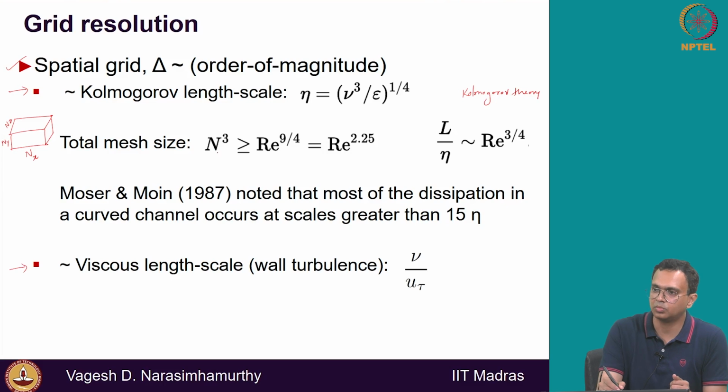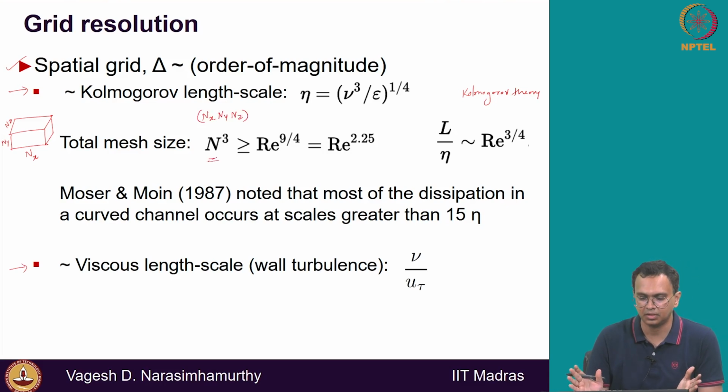So this n cube is nothing but your nx, ny, nz, the total number of grid points that you would need. Not the length, I'm not talking about the length here. N is the number of grid points along each direction. So n cube will go like this according to the Kolmogorov hypothesis. Very large. Okay. For the same problem, can you see what it is?